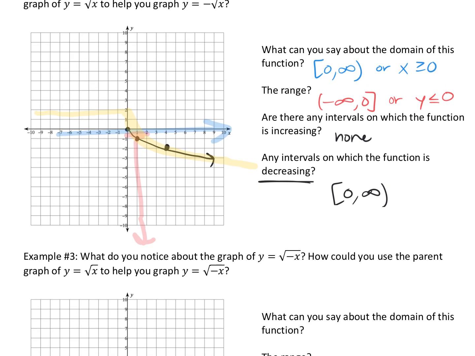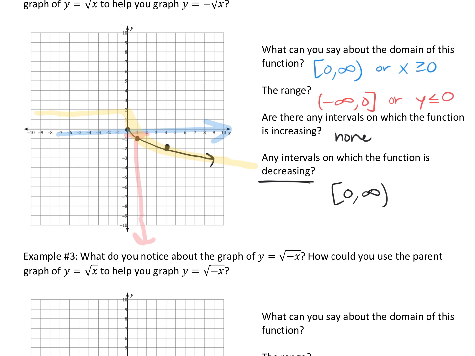Okay, what about example 3? What does the graph of y equals the square root of negative x look like? The last one was the negative in front of the square root of x. Now this one is with the x. It stretches anyway. Does it flip the other way? It flips the other way.